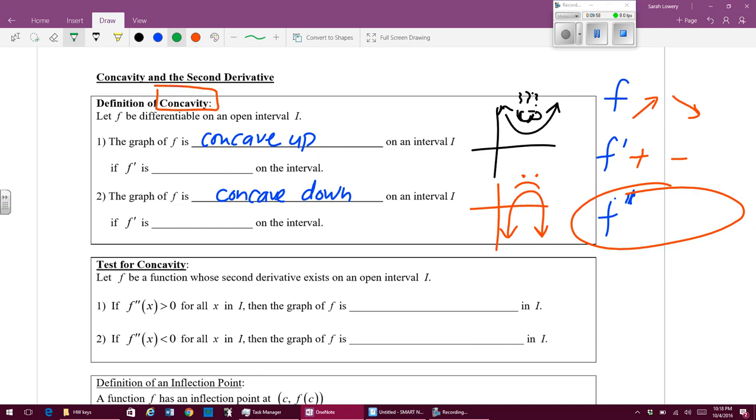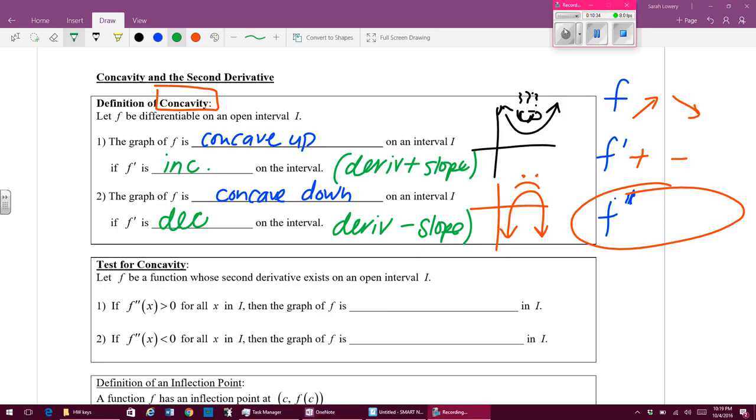So the concavity: something will be concave up if f prime is increasing on the interval, or in other words, if the derivative has a positive slope. Something will be concave down if f prime is decreasing on the interval. In other words, the derivative has a negative slope. Okay, we're going to come back to this in a second.